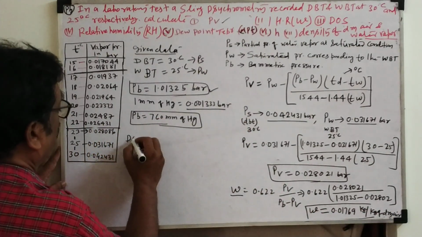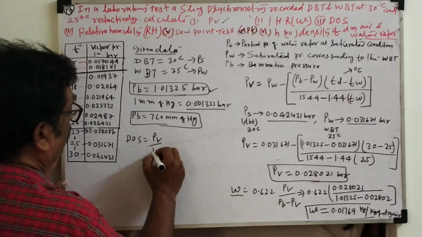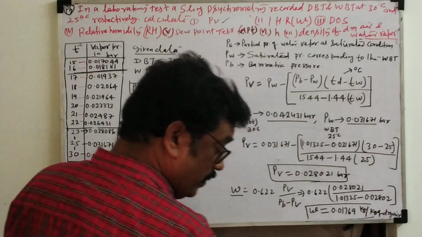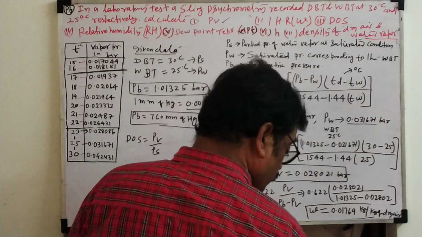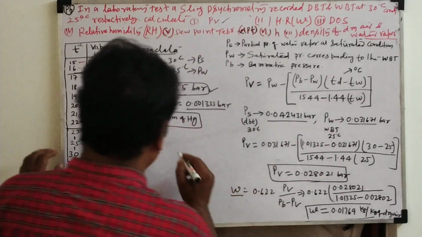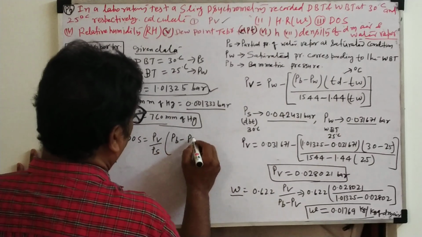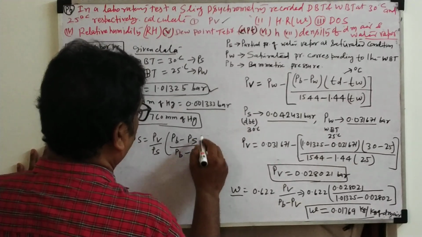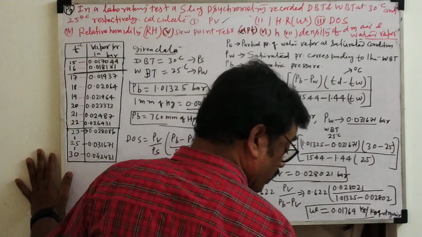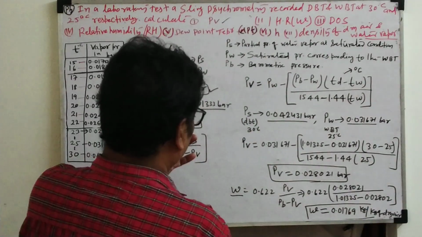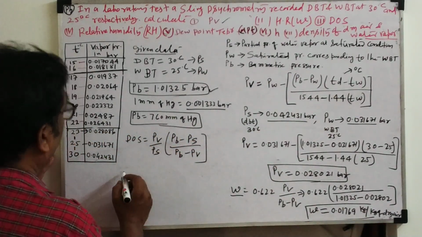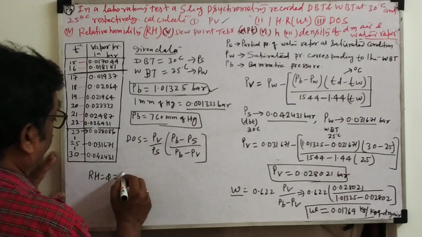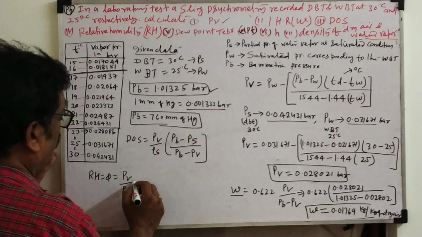For degree of saturation, again there is a direct formula, PV by PS. Just we'll check this formula, PV by PS, correct? Then PB minus PV, then PB minus PS, where PS is the saturation vapor pressure and PV is the partial pressure of water vapor. This is the formula I wrote. What is this PV by PS? Relative humidity. Directly you can calculate relative humidity here. This symbol will be phi.